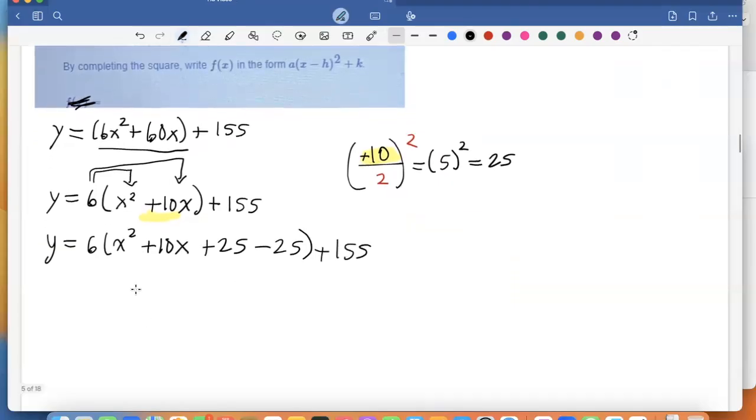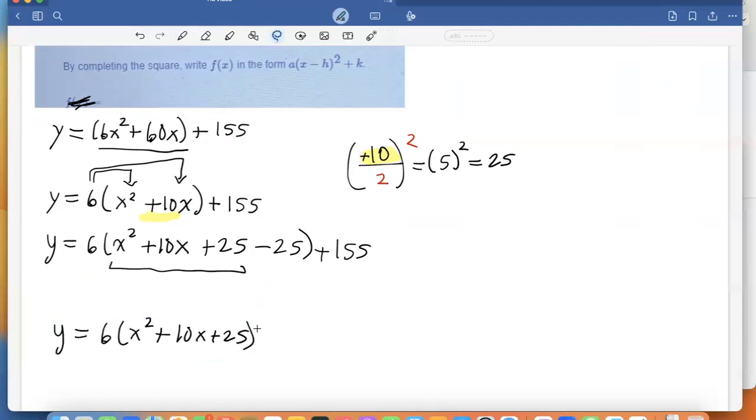Just like the previous problem, we keep these 3 in the brackets. So we have x squared plus 10x plus 25, but we want to remove the negative 25 from the brackets. Remember though that in front of the bracket, there is a 6. So if you want to remove the negative 25 from the brackets, you will need to multiply it by the 6. So I'm going to take the 6 and multiply it by negative 25, and that's going to give us negative 150.